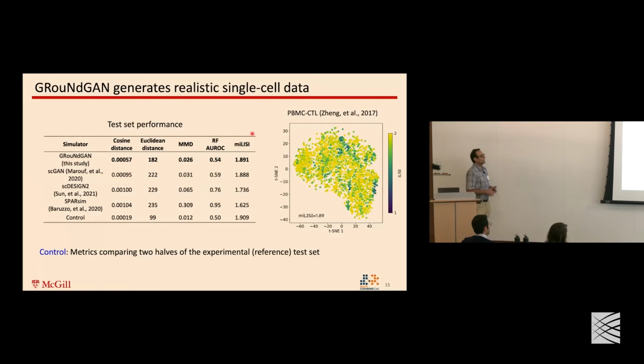And finally, we have here the mean iLISI value. iLISI is effectively a value that, for our application, if it's close to 2 for a cell, it means that in its neighborhood there are cells of both simulated and experimental data. And if it's close to 1, it means that it is surrounded by only one cell type, either simulated or real, which means that we want it to be as close to 2 as possible.